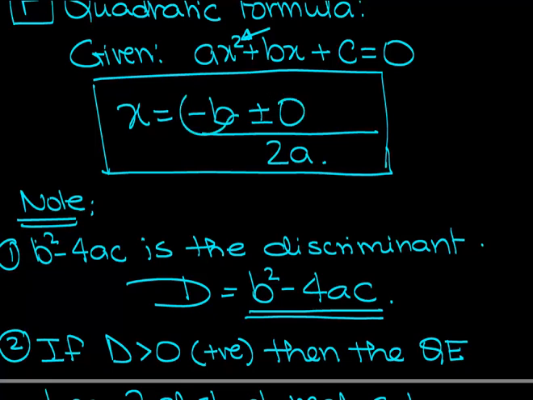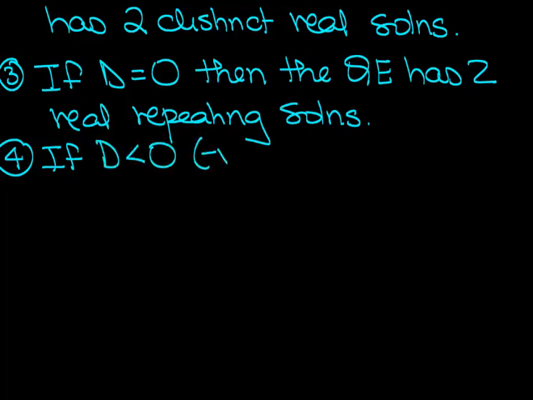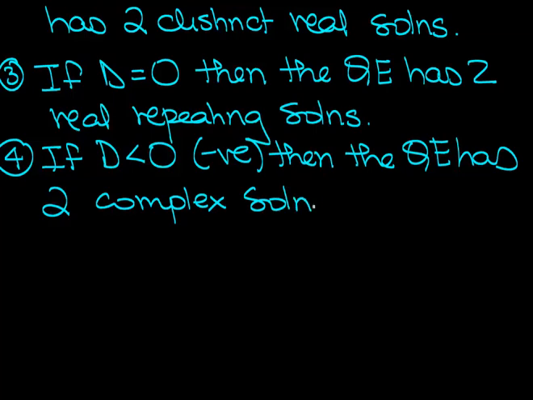So when you take b plus 0, you get one solution, and you get minus b minus 0, you get the second solution. So you still get two solutions, but they happen to be exactly the same. And then the last case is if d is less than 0, that means it's negative, then the quadratic equation has two complex solutions. So the discriminant tells us a lot.